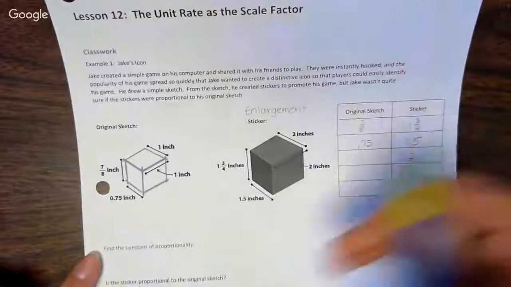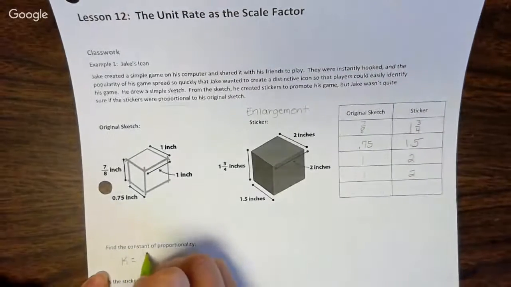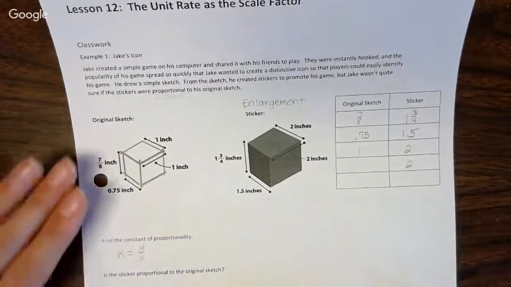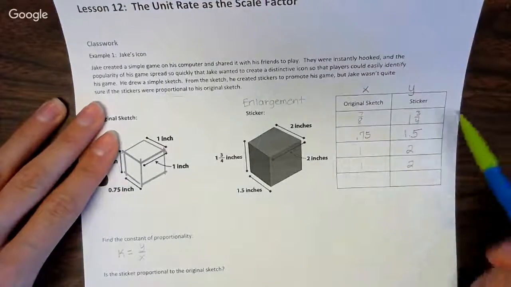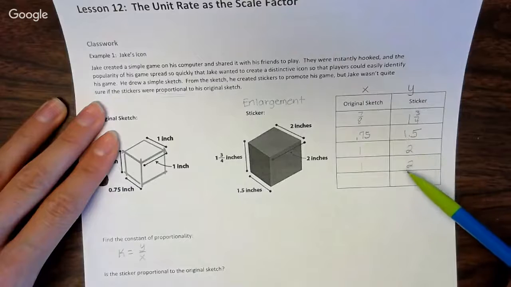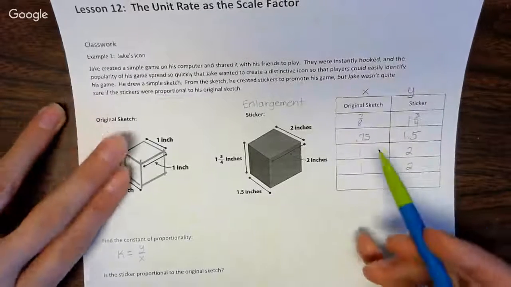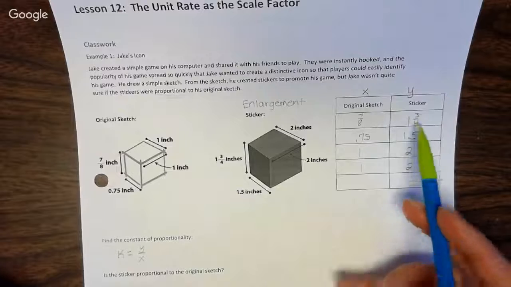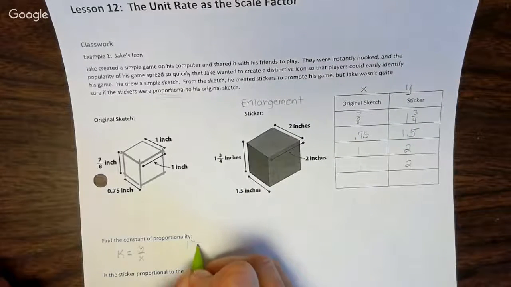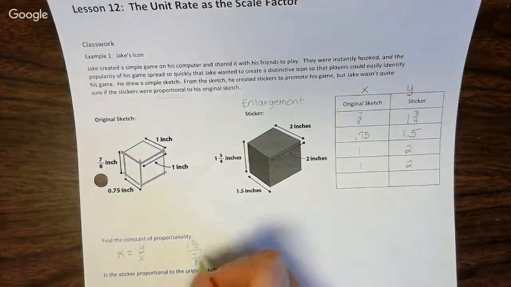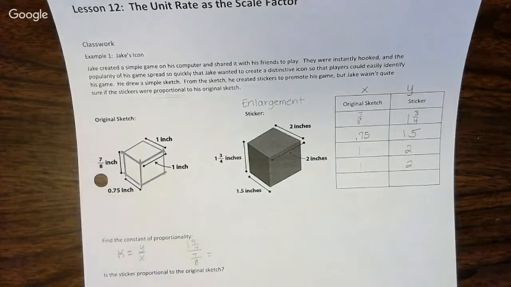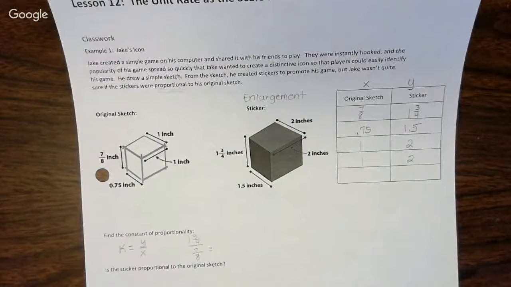So let's find the constant of proportionality. Remember, k can be found by doing y divided by x. And when you have a table like this, this is your x column, this is your y column. So we're going to take each one of these individually, and we're going to divide to see what the rate of increase is. For the first one, the y value is 1 3/4. The x value is 7/8. So we're going to divide that. 1 3/4, you can use your calculator, divided by 7/8, and that gives us 2.